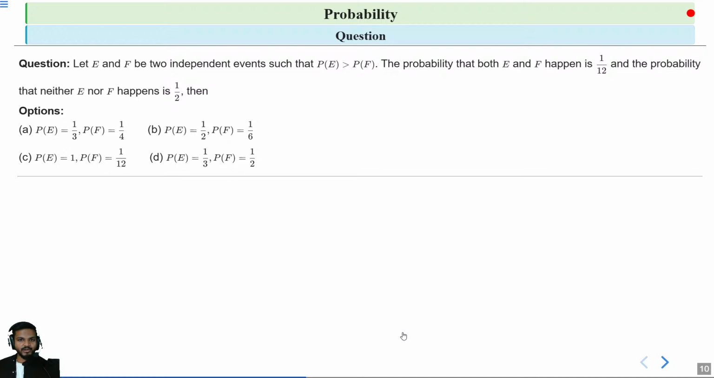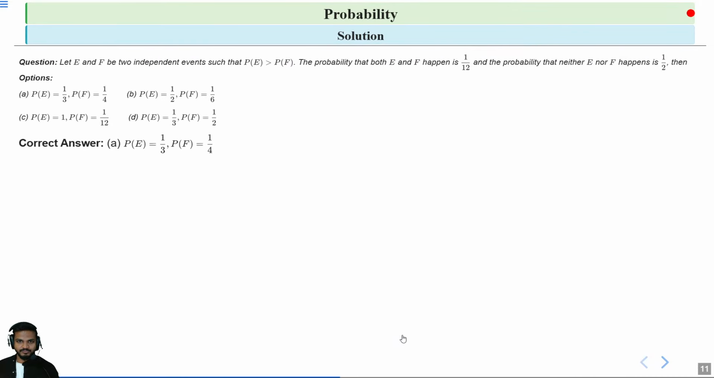One thing is clear, that probability of E is greater than probability of F because it is given. Okay, let's solve. So your guess is correct. Correct answer is option A, that is probability of E is 1 by 3 and probability of F is 1 by 4. Let's see how we get this.